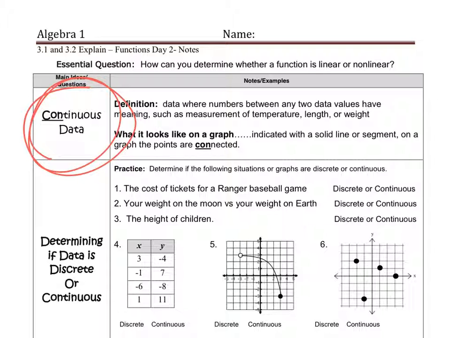It has nothing to do with going on forever. What it has to do is between 2 points, every single piece of data could be an option. Okay, so let's look at some of these examples.